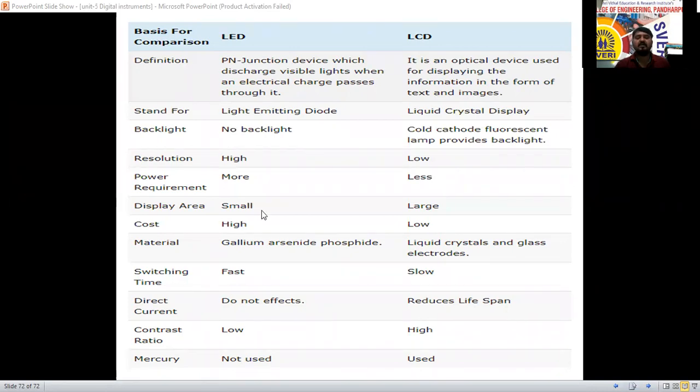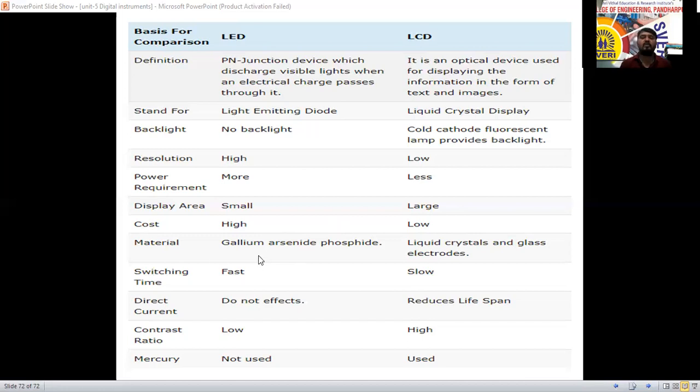The display area is very small for the LED, so many LEDs have to be used for making panels. But for the LCD, the display is very large. The cost of LED is very high, but the cost of LCD is low. Comparing now, it is day by day competitors. The technology is increasing, and we can consider both the same.